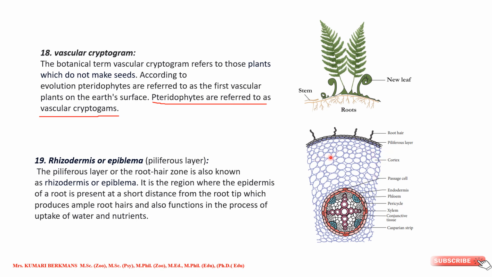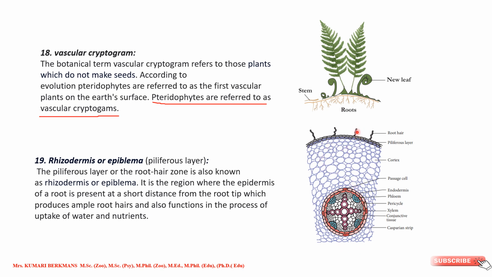This is the cortex of the root. This is the root hair, and this is a passage cell through which the water from the root hair comes to the cortex and then enters the passage. This is endodermis. This is phloem, and this is pericycle. What we see inside is pericycle, and these are xylem vessels. This is a big xylem vessel, and all these are xylem vessels. These are the conjunctive tissues and Casparian strip. So this is the structure of the root.